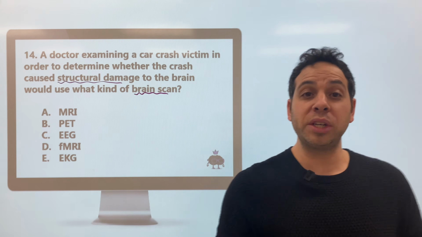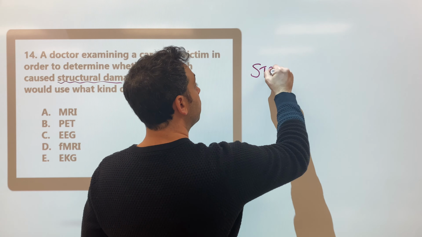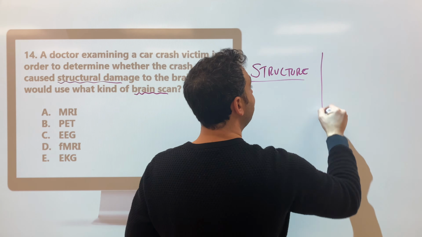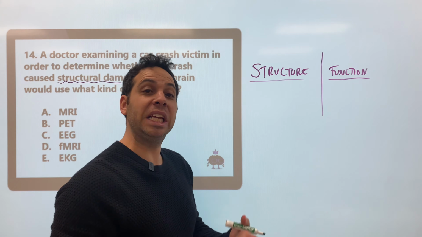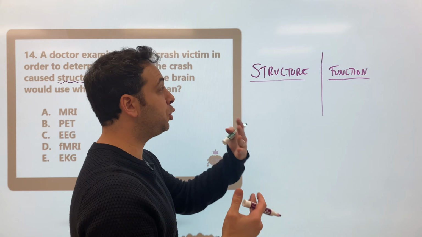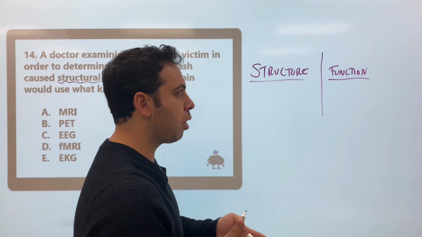Well, in order to answer this question, there's two things we need to know. Brain scans can be used for structure. We'll talk about what it means. And they also can be used for function. All right, so what's the difference? Structure is really what something looks like, right? Is there a broken bone? Is there a torn ACL? Is there a tumor? We're just looking at something and deciding if something's wrong.